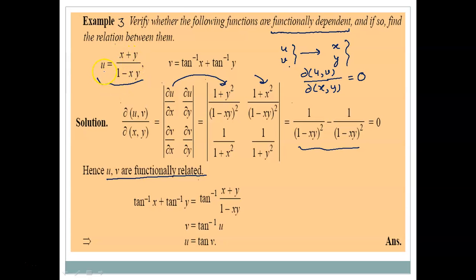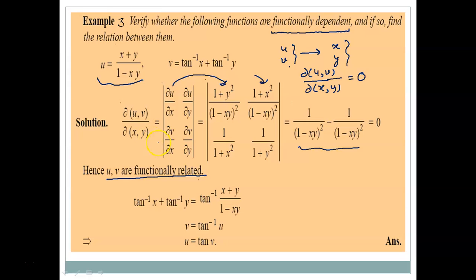So here we have two relations, u in terms of x and y and v in terms of x and y, and you want to have a relationship between u and v. That means you have to eliminate x and y from these two equations, and then definitely you will have a relationship. Why? Because this fact is ensured due to this fact.